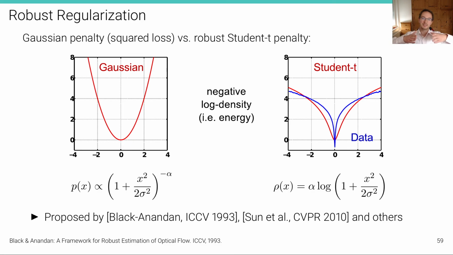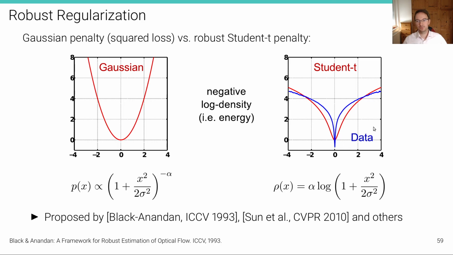The probability far away from the center is much larger than for the Gaussian, where the probability very quickly declines to 0, and that's why we have these very large values here. And so in the negative log density in the energy domain, we have curves that look like this, that don't grow quadratically, but that flatten out here.